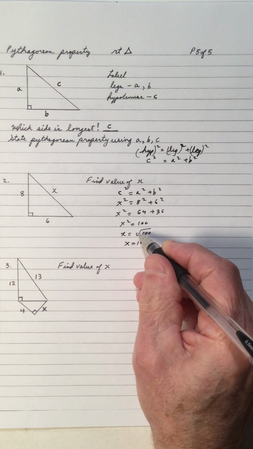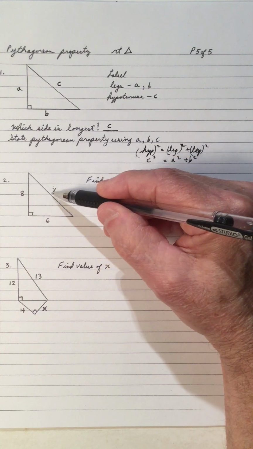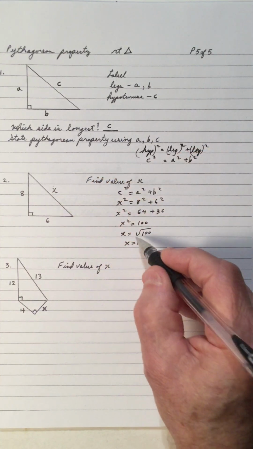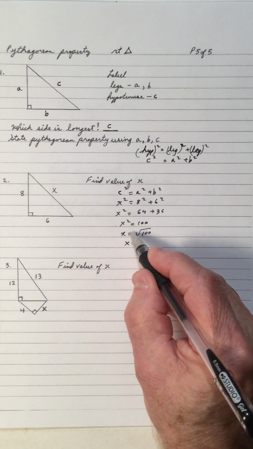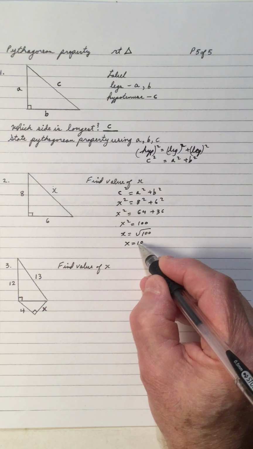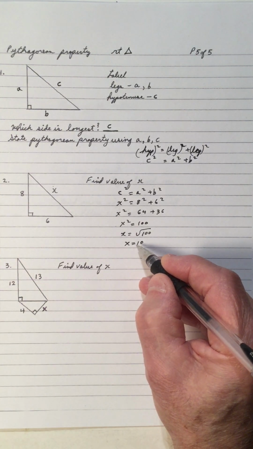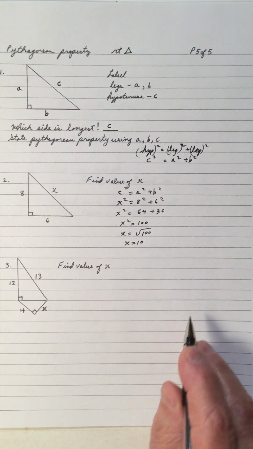Now, there's more to this in math, but since we're dealing with triangles, and the sides are always positive in length, the square root of 100 is 10. When we do more math, we will find that there are two answers here, but because we're dealing with triangles, we're dealing with the positive one. Not to worry about that right now.